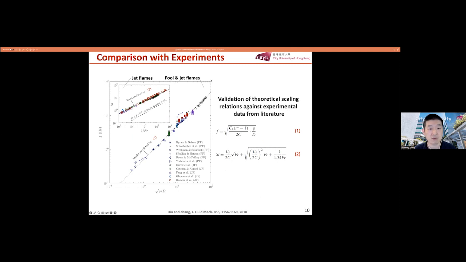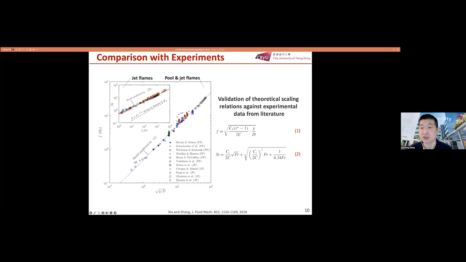It turns out our theory agrees extremely well with all this experimental data published in literature, including pool and jet flames. You can see this is how we present this in dimensional form, and this is a non-dimensional form. In terms of Froude number, this is a small Froude number, this is a large Froude number. So even when the Froude number goes to order 1, the agreement is still very good.